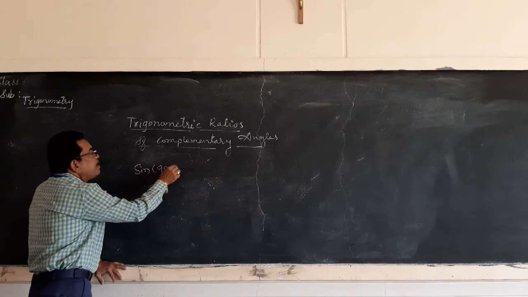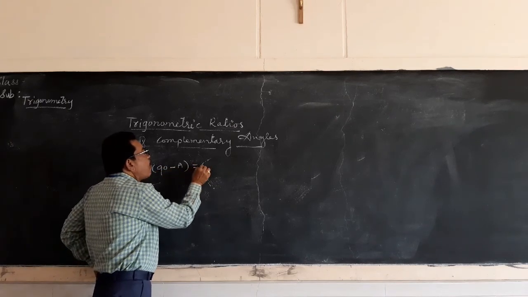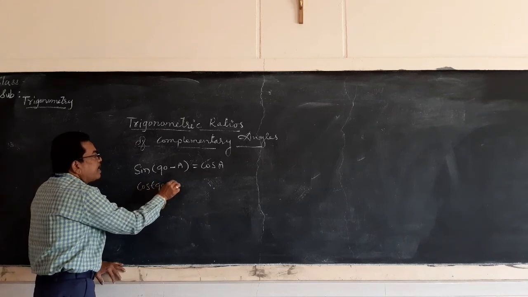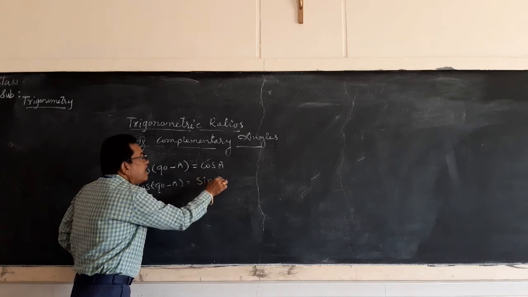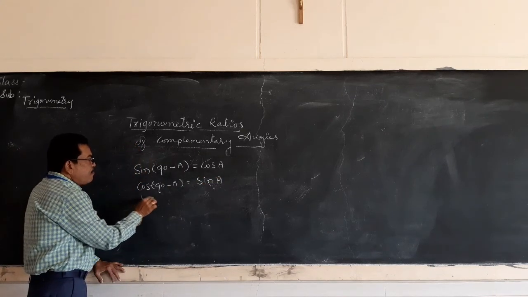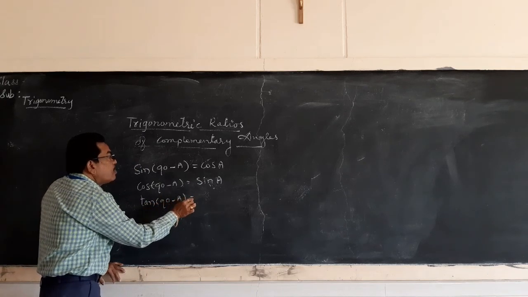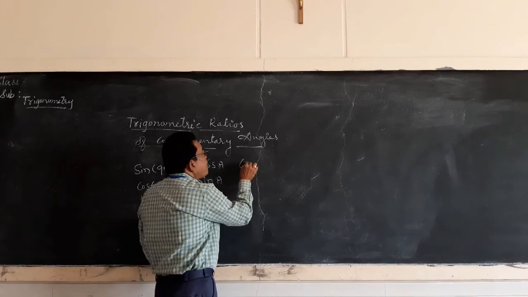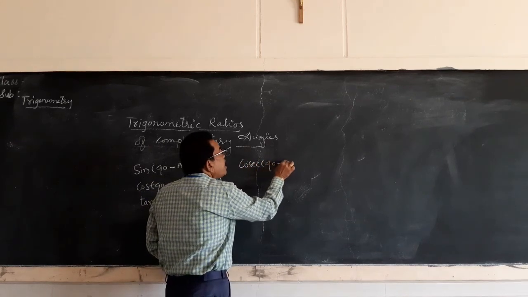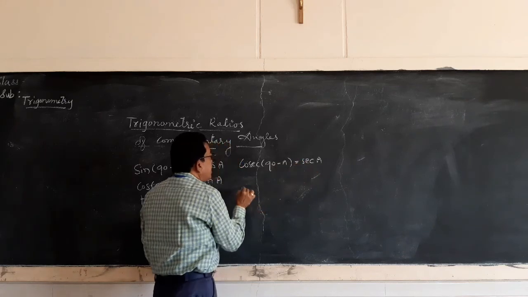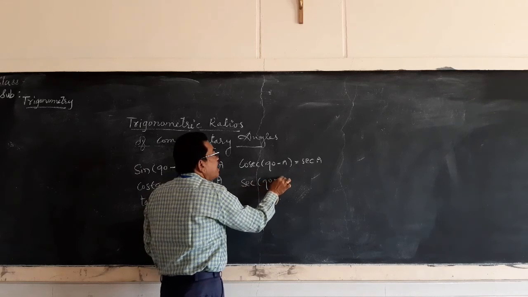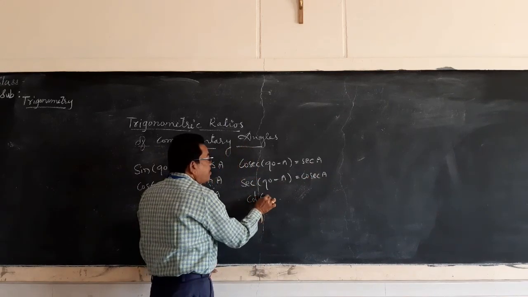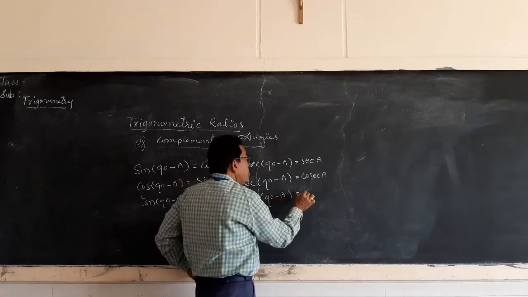sine of 90 minus A equals cos A. Like this, cos of 90 minus A equals sin A. Then tan of 90 minus A equals cot A. Then cosec of 90 minus A equals sec A. Then sec of 90 minus A equals cosec A. Then cot of 90 minus A equals tan A.